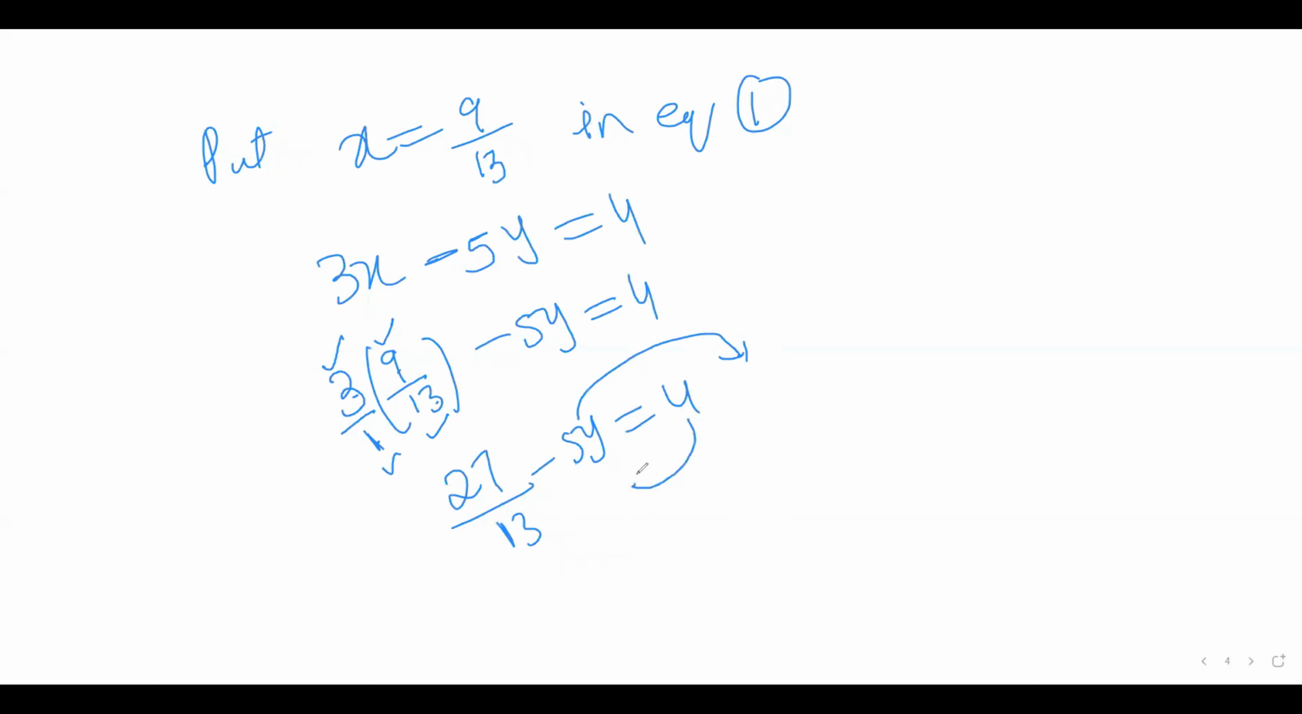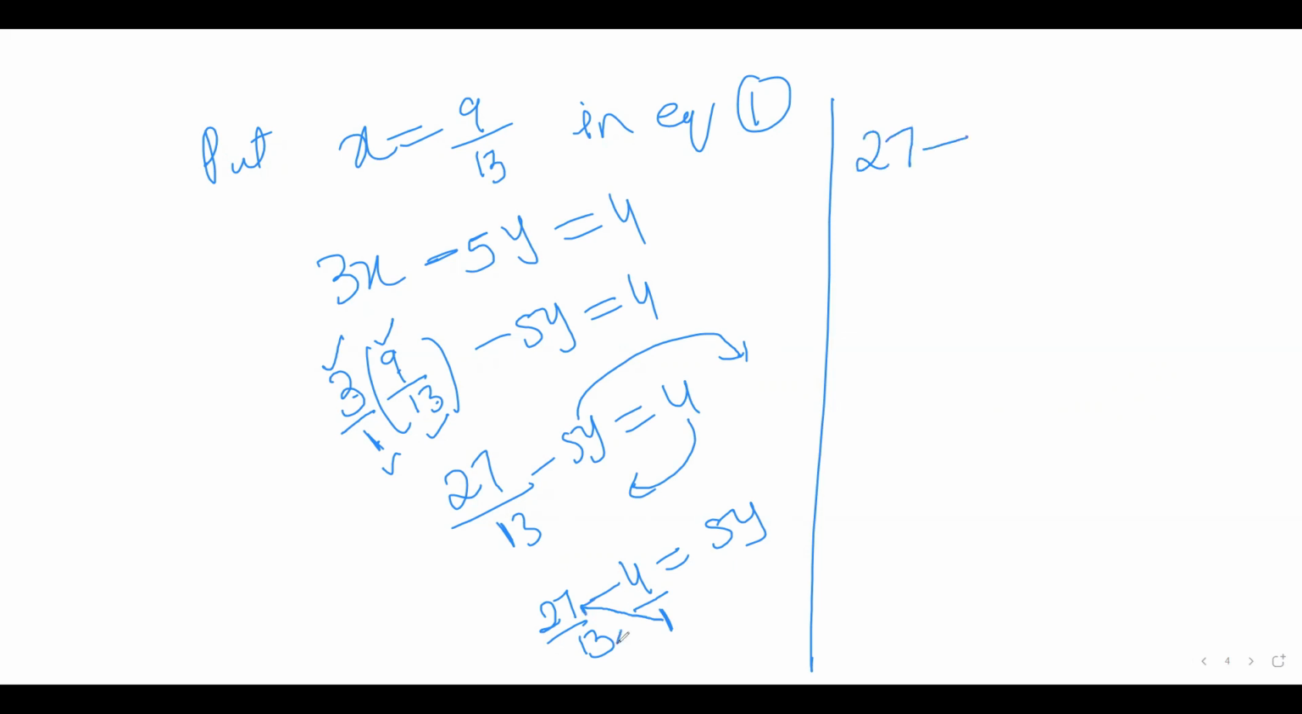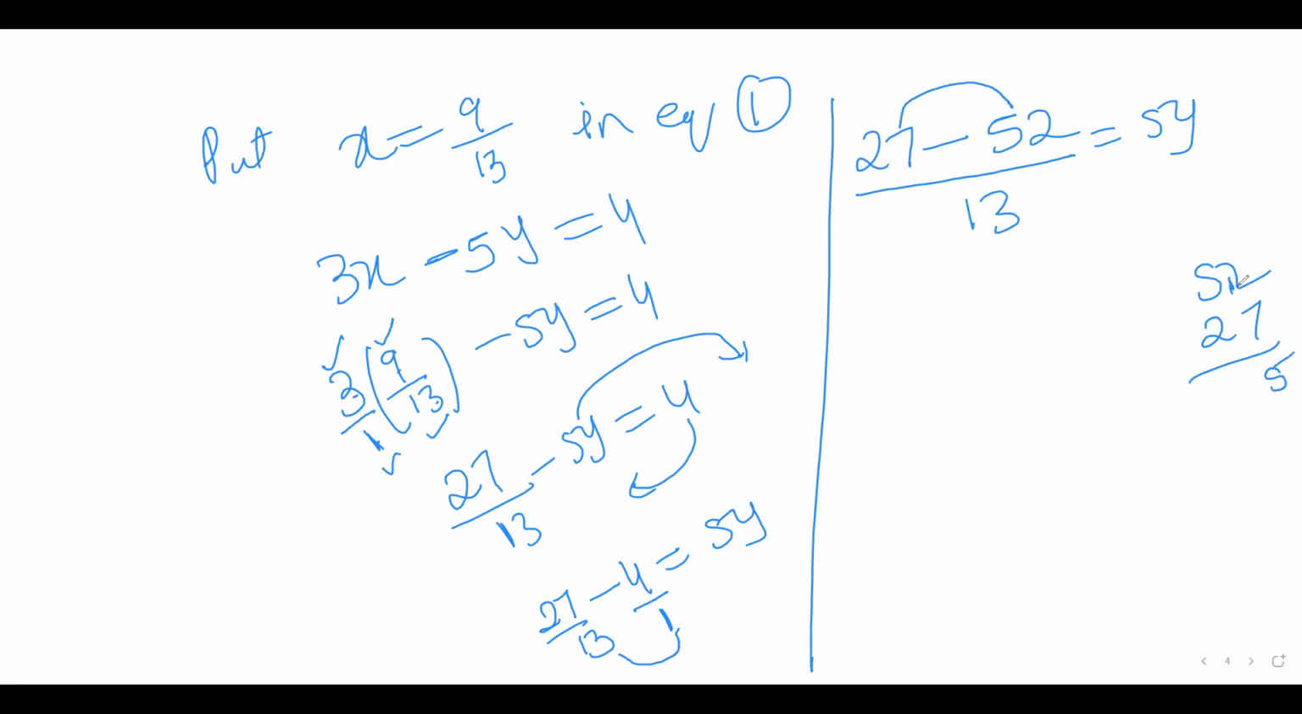Transpose 5y and 4, you will get 27 by 13 minus 4 is equal to 5y. Denominator 1, cross LCM. 27 ones are 27. 13 fours are? What is 13 fours are? Is it 52? Yes, sir. 13 ones are 13. Can you tell on subtracting 52 and 27? Take one, carry one. 12 minus 7 is 5. 4 minus 2 is 2. Bigger number sign. Is it minus 25? Yes, sir.